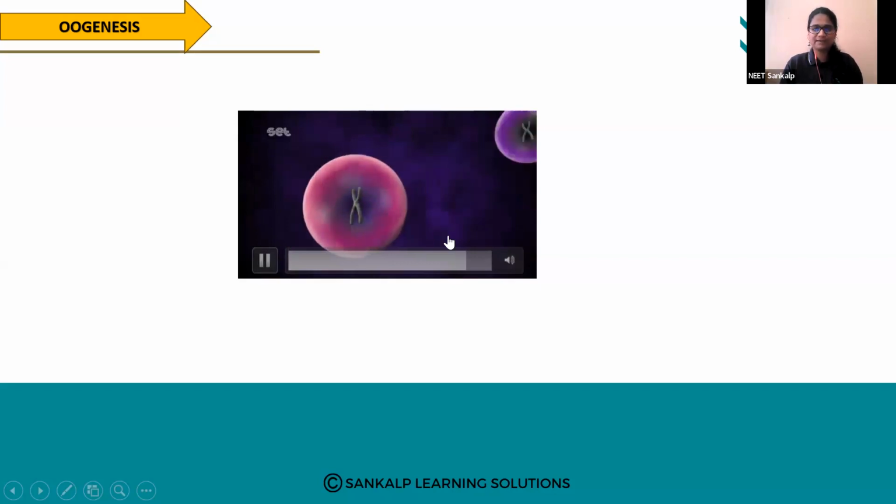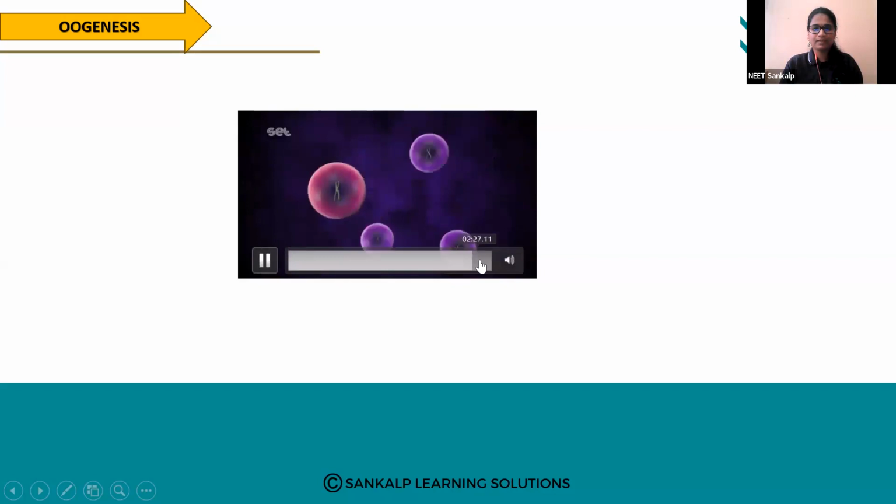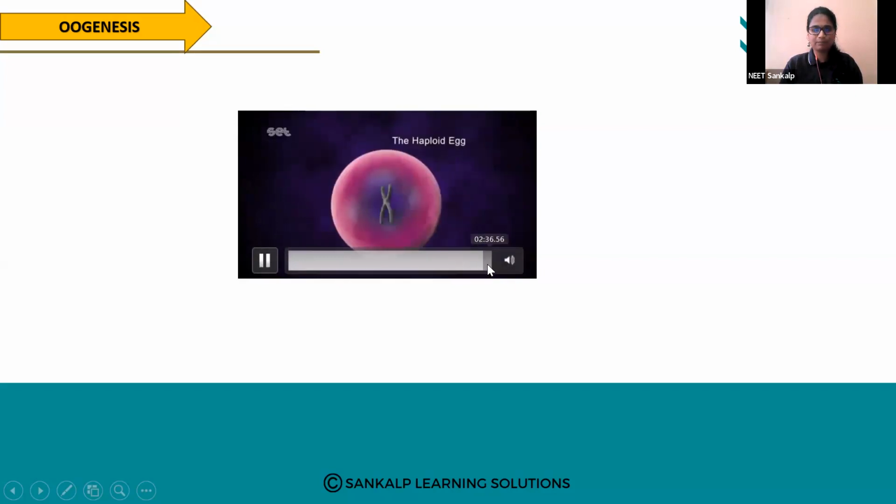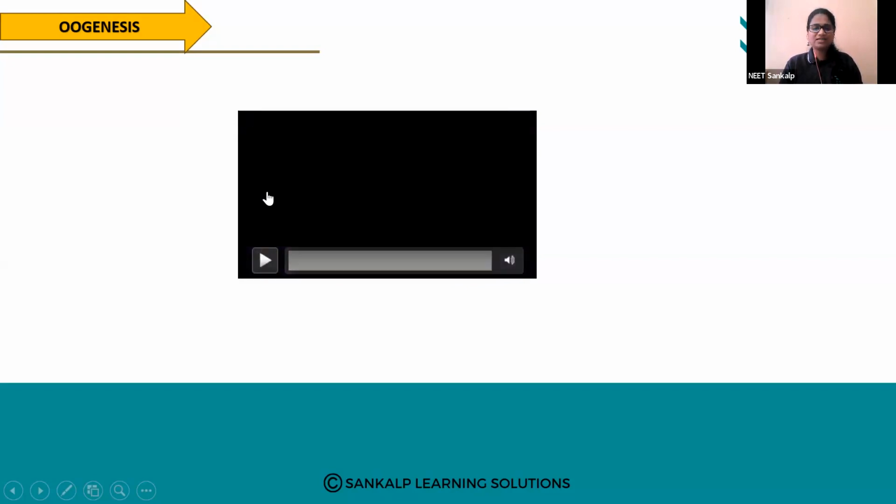What will happen to this? This will be the haploid egg, or oocyte, what we are calling. Once this form is reached, when the sperm enters, fertilization will occur. If the sperm does not enter, the menstrual cycle happens and the period occurs, where this ovum is washed off through the lining of the blood as well as mucus, in the form of blood. This is regarding oogenesis.